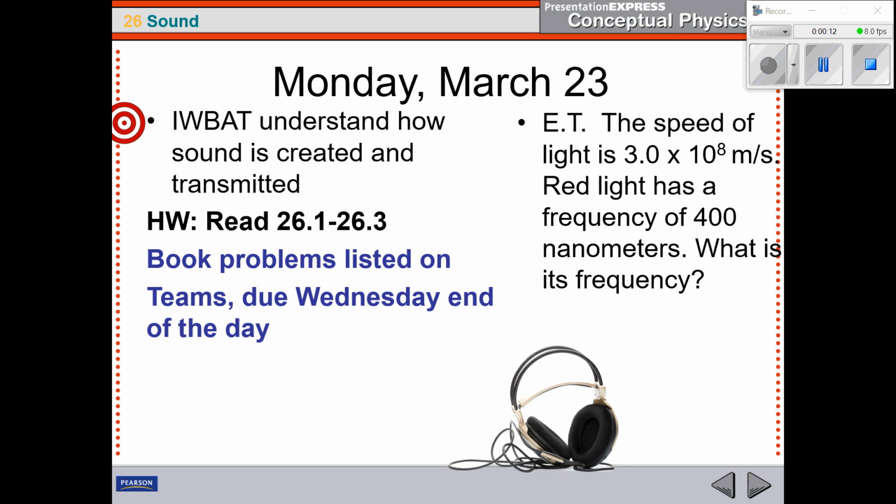We're going to start with the entry task question that's up there. The speed of light is 3 times 10 to the 8th meters per second. Red light has a wavelength of 400 nanometers. What is its frequency? Take a minute and try this out. If you have specific questions as you try this, you may put those in as your entry task, but I'd like you to try this out right now. Take a few minutes here in class and then post that in the comment section for this video or for our online meeting.